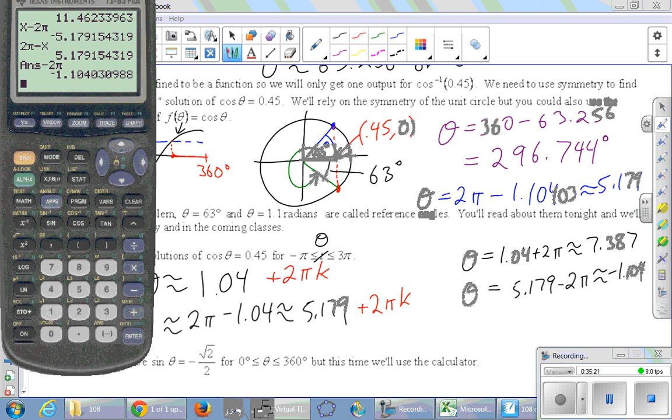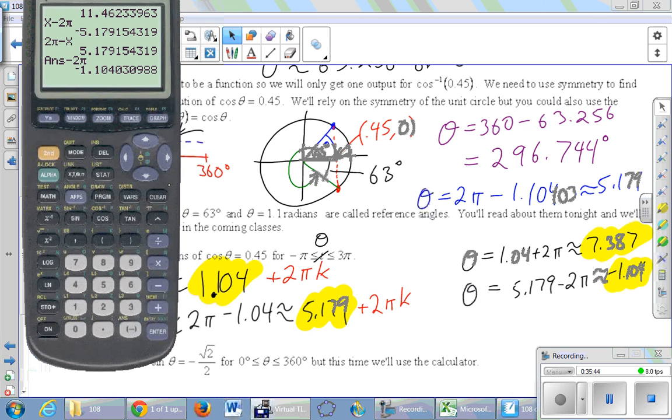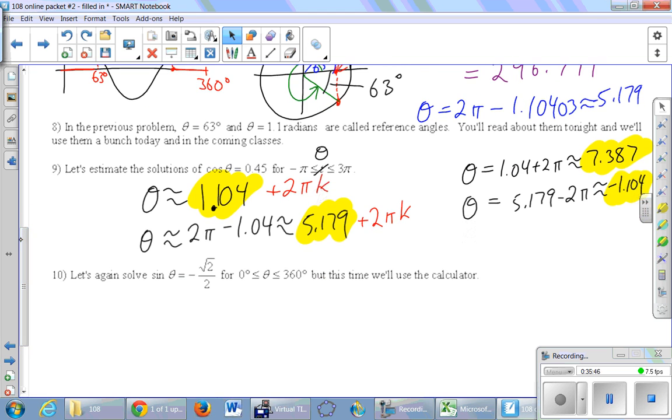I realize here I have a 1.04. It should have been 1.104. Okay, so I think we can highlight and get all of the acceptable answers here. So we have 1.104, we had 5.179, 7.387, and then finally negative 1.104. So 4 different answers to this problem based on the domain that was given, this negative pi to 3 pi.